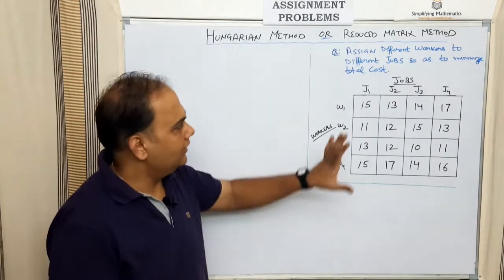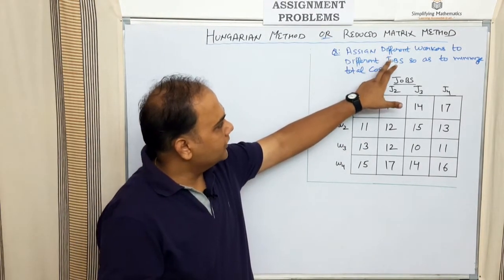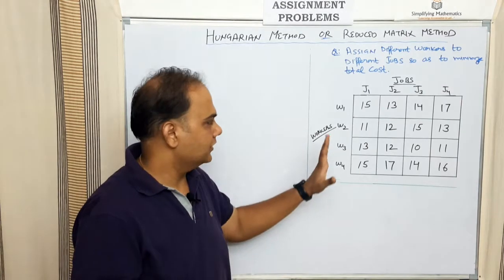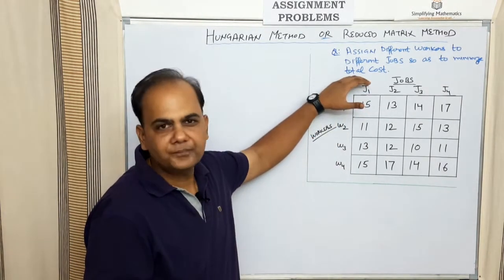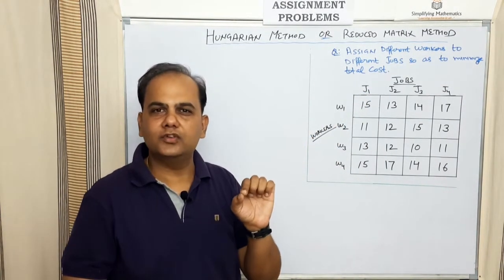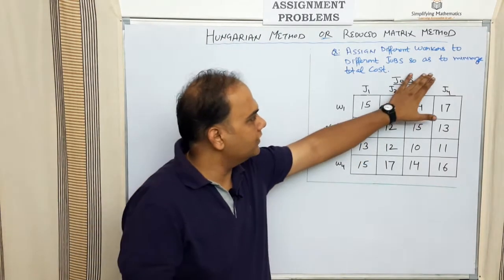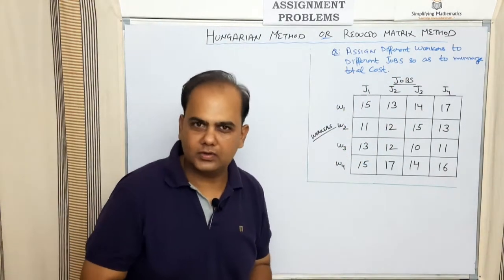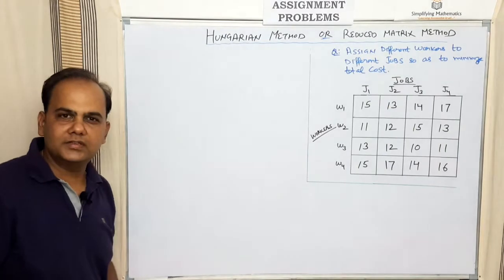So what you have to find? You have to find which worker should be assigned which job so as to achieve the objective function. Now what is the objective function? To minimize the total cost. So we'll apply the Hungarian method on this problem.